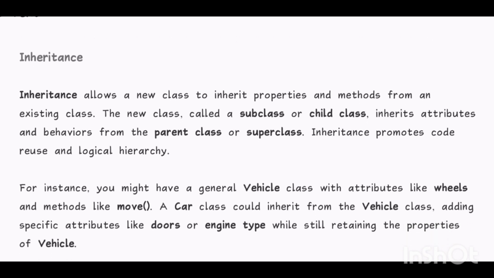Inheritance. Inheritance allows a new class to inherit properties and methods from an existing class. The new class, called a subclass or child class, inherits attributes and behaviors from the parent class or superclass. Inheritance promotes code reuse and logical hierarchy. For instance, you might have a general vehicle class with attributes like wheels and methods like move. A car class could inherit from the vehicle class, adding specific attributes like doors or engine type, while still retaining the properties of vehicle.